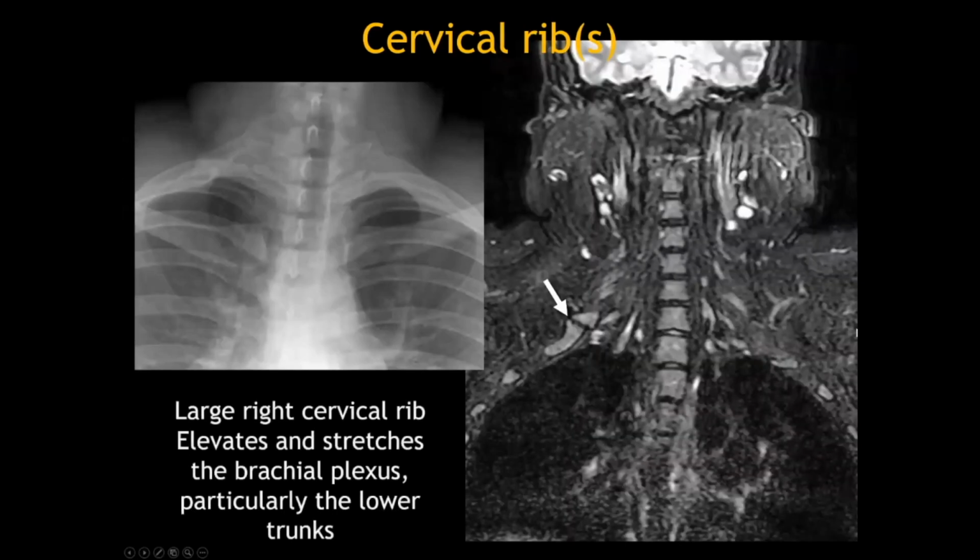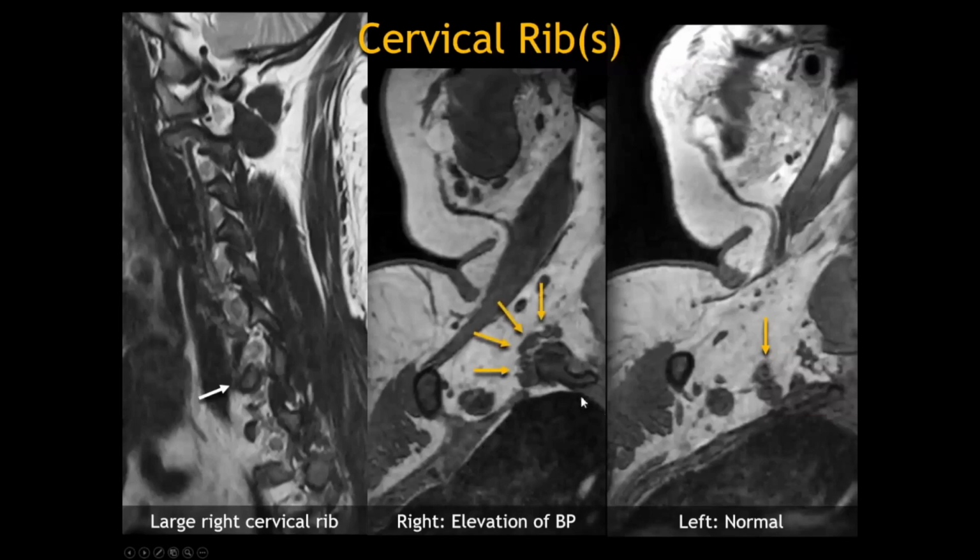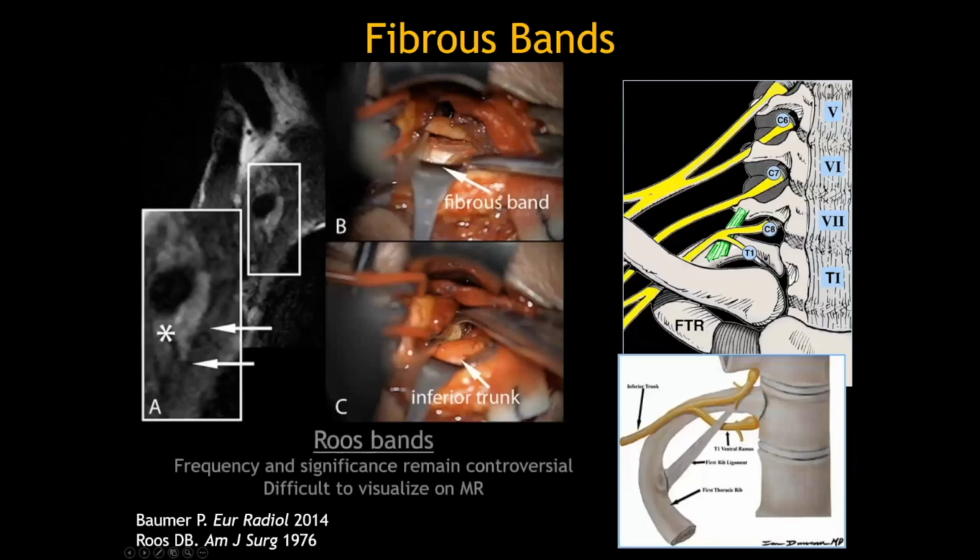Here's an example of a patient with a cervical rib that actually formed a pseudoarthrosis with the first thoracic rib. And on the sagittal images, you can see how this pseudoarthrosis results in upward kinking of the brachial plexus as it has to travel up and over that pseudoarthrosis. Whereas on the contralateral side, this patient didn't have a cervical rib and a normal course of the brachial plexus nerves.